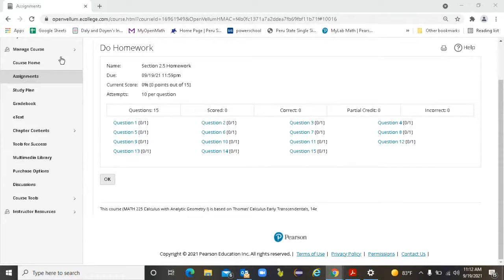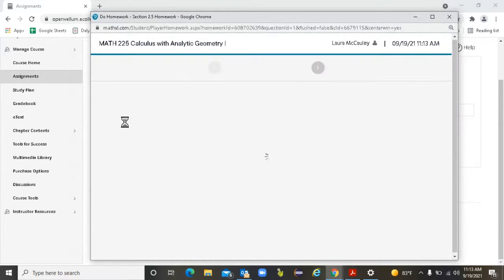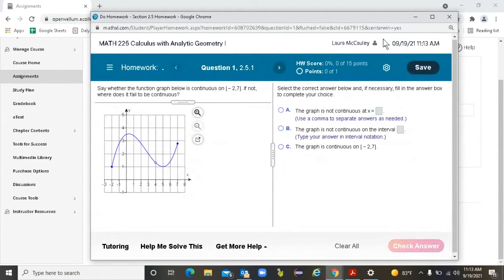Okay, we are looking at the 2.5 homework. So let's check this out. We are talking about continuity. So remember, there's kind of three things to check whenever you're doing continuity.